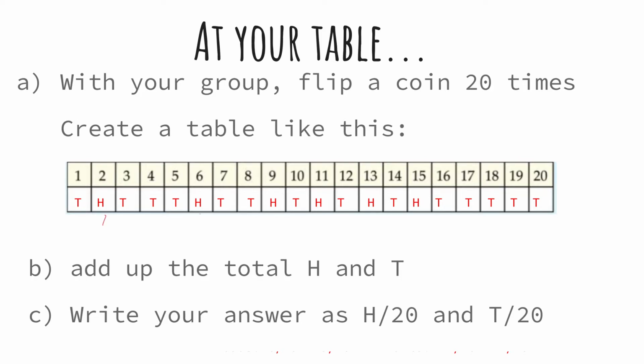So there was 1, 2, 3, 4, 5, 6 times that I landed on heads. And then tails would be the rest. So that would be 14. And we're going to write our answer as the number of heads out of 20 and the number of tails out of 20. And so that would be this right here. And you'd want to go ahead and simplify that. So for heads, that would simplify down to 3 out of 10. And for tails, that would simplify down to 7 out of 10.